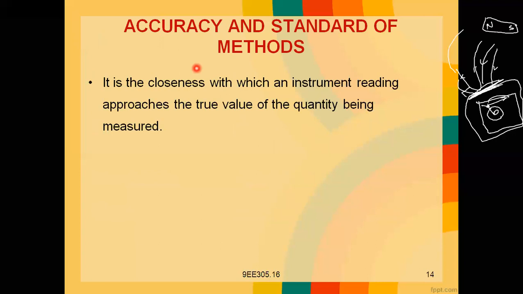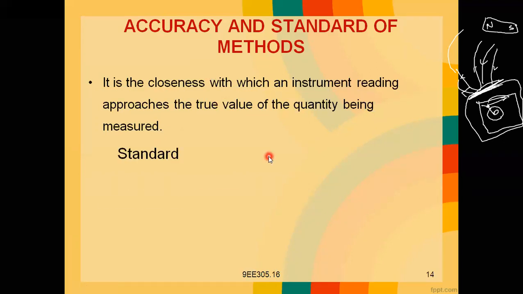Now let's try to understand the accuracy and standard of methods. So what is accuracy? Accuracy is the closeness with which an instrument reading approaches the true value of the quantity being measured. Suppose the true value is 2 amperes and the meter is showing 1.9 ampere or 1.95 ampere. That means it's an accurate instrument. It is very close to the true value. So like that, we will measure accuracy.